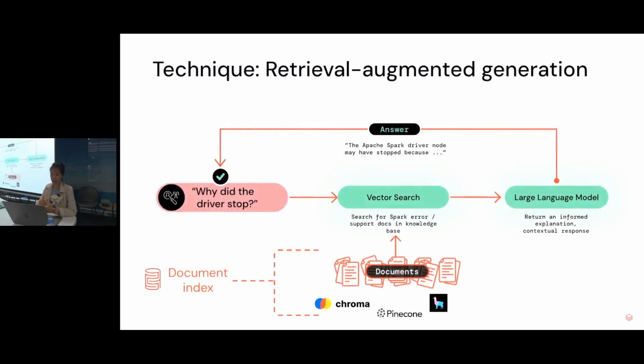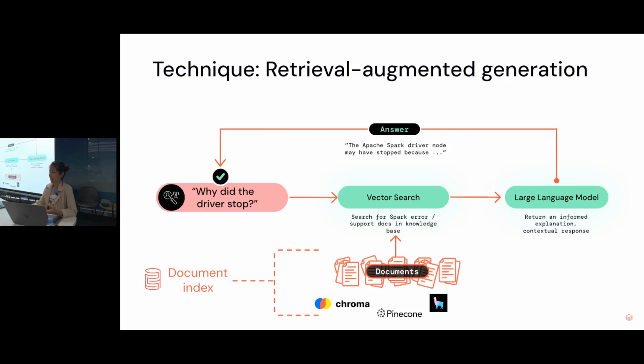Okay. So when we talk about the steps that we go through, this is the typical application. So if you ask, why did the driver stop? Who knows how Spark works? If you know how Spark works, there is this concept of a master node that orchestrates your compute that is called the driver. But if you are not familiar with Spark, what do you think a driver is? A driver is someone who's driving a car. So if you ask an LLM, why did the driver stop?